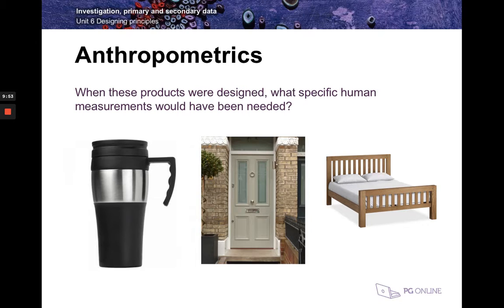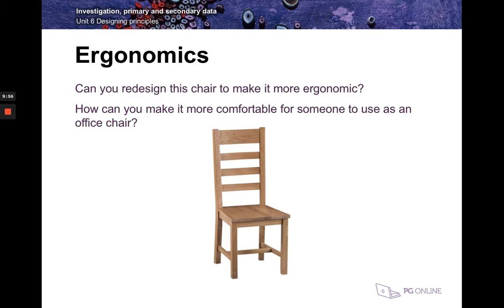Now, what I'm going to leave you with is a main activity. You're going to try to redesign this chair to make it more ergonomic. How can you make that chair more comfortable for someone to use as an office chair? They would be using it every day to work, up against a desk. How can you make that chair more comfortable for the user? And I want you to think as well, and annotate it to say what anthropometric data you would need in order to design the chair effectively. So what human measurements would you need?